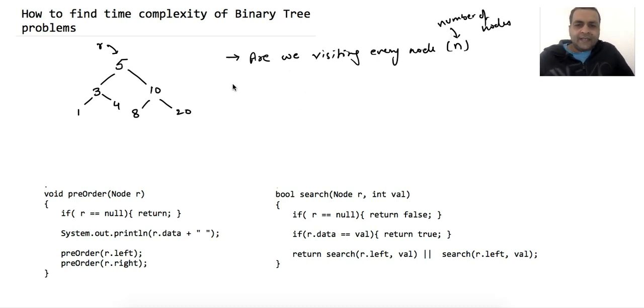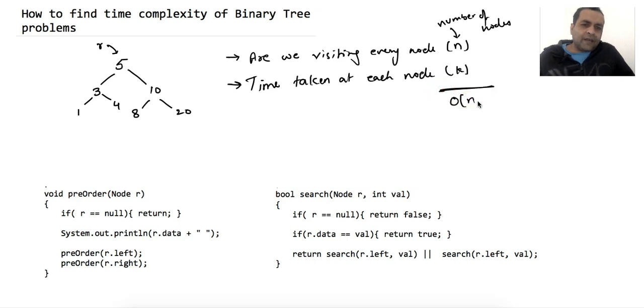All right. The second thing we should look for is the amount of work done, the time that we are taking at each node. Let's say this time is k. So now you guessed it right: the total time taken is on the order of n into k. Let me repeat it. n is the number of nodes that we are visiting as part of our problem solving, which may not necessarily be equal to the total number of nodes in the tree. And k is the work that we are doing, or the time that we are taking, at each node.